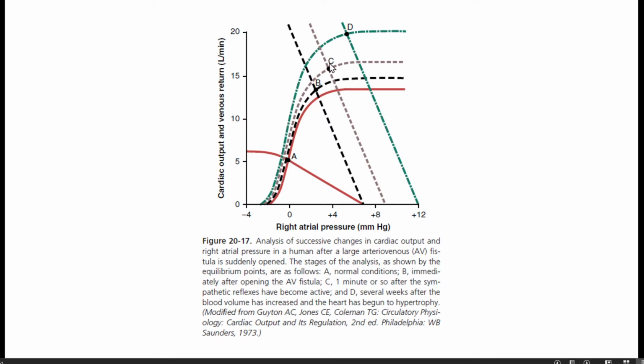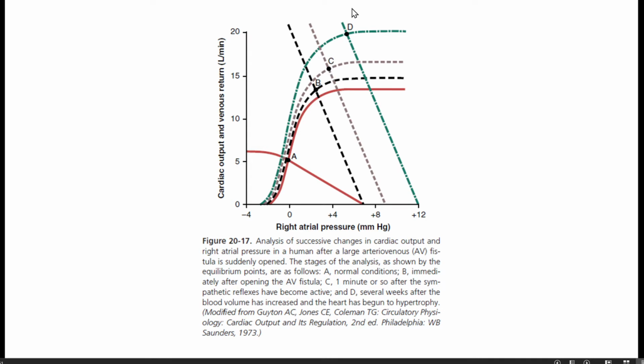Then 1 minute after opening the fistula, the curve shifts from point B to point C. There is a further increase in the cardiac output to 16 liters per minute, while the right atrial pressure also increases to 4 millimeters mercury. The venous return further shifts to the right at this point, while your mean systemic filling pressure also increases to 9 millimeters mercury.